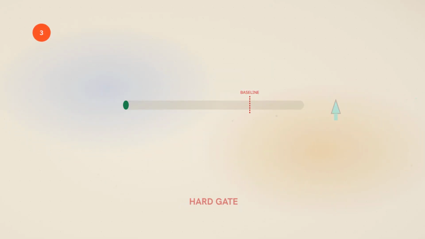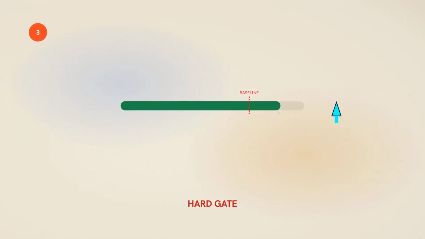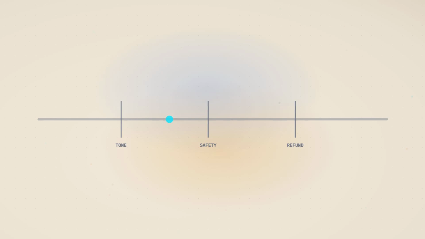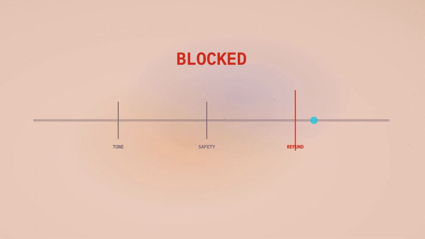Finally, set a hard gate. If the new model drops below your baseline on any critical metric, it doesn't ship. Block the release if tone drops, if safety flags trigger, or if refund intents fail.